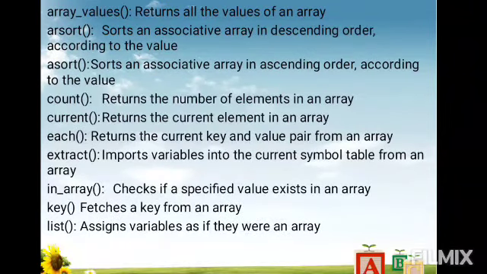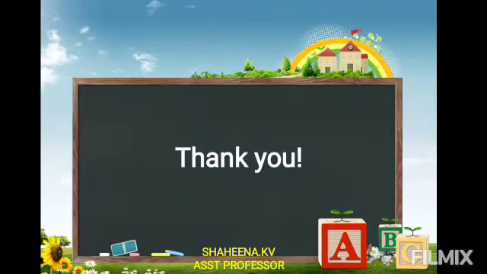Then count: the count function returns the number of elements in an array. The current function returns the current element in an array. The each function returns the current key and value pair in an associative array. in_array checks if a specified value exists in an array. key fetches the keys in an array. list assigns values as if they were an array, etc. These are the built-in functions available in PHP.